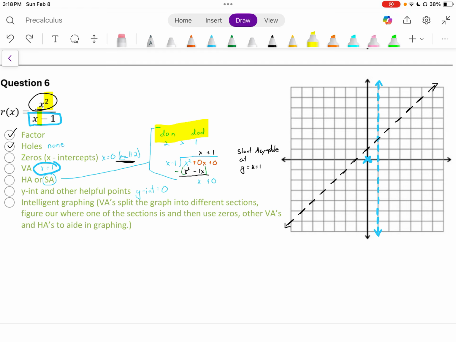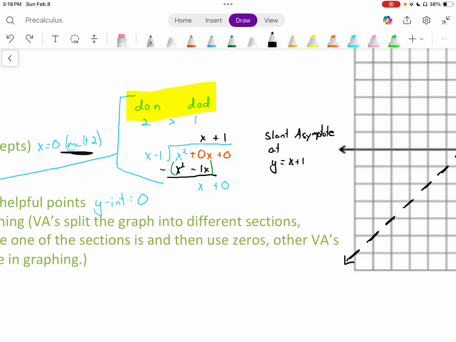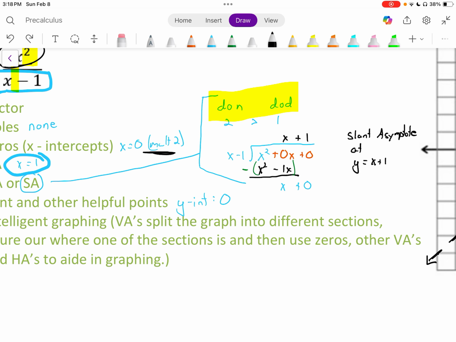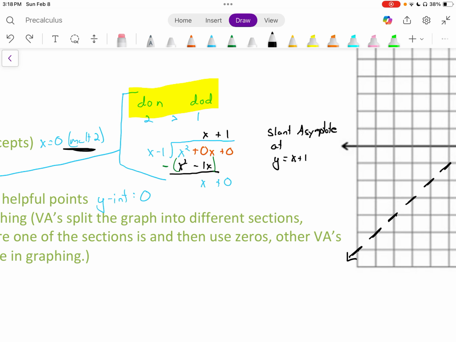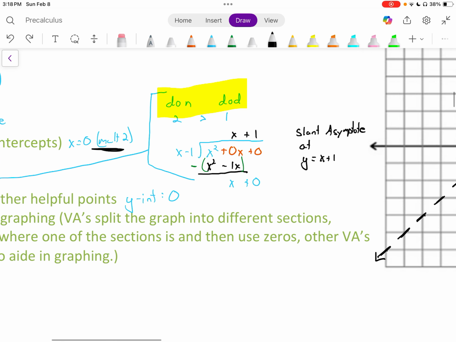Those are just placeholders to help us line things up correctly. So we think, how many times does x go into x squared? It goes in x times. And so then we multiply x times x minus 1, and we get x squared minus 1x. Then we subtract, and we get x squared minus x squared is 0. 0x minus negative 1x is 1x.